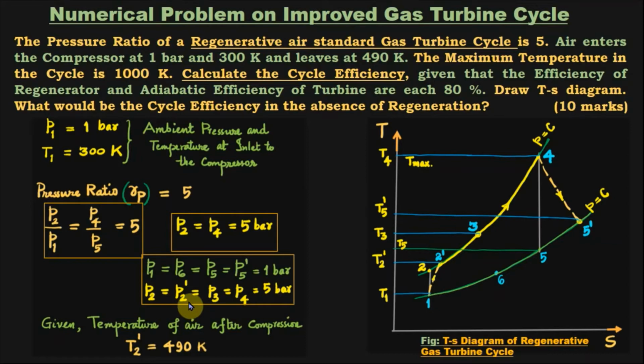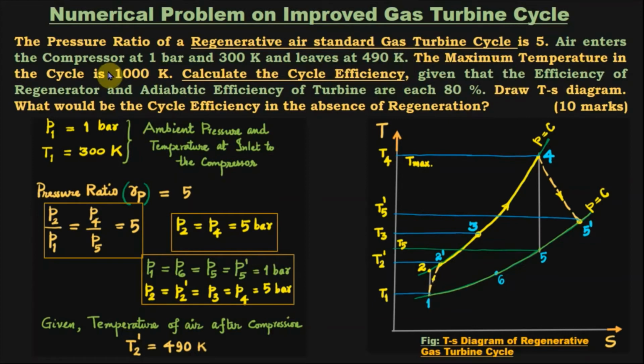Each of these pressure values will be 5 bar. Now, what is the temperature of air after compression? That is also given, 490 Kelvin. See, in this problem, while giving you the efficiency of the components, the efficiency of the compressor is not specified, because here the temperature of air after actual compression is available. So that's why the efficiency of the compressor is not dealt with.